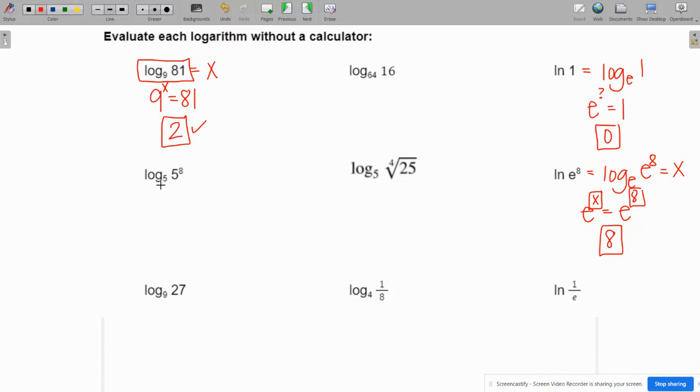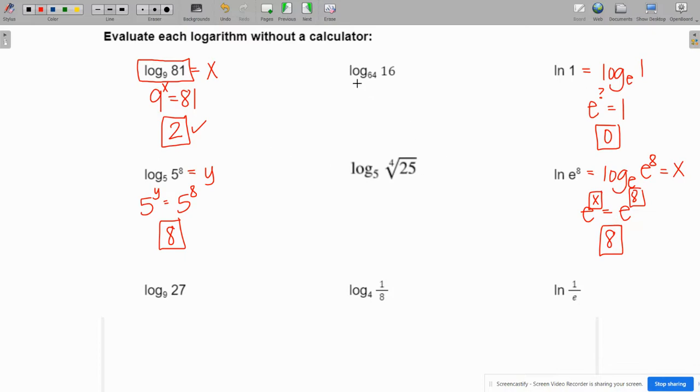Over here, log base 5 of 5 to the 8th power is going to be very similar. Again, if we said this equaled y, for instance, then rewriting this in exponential form, we would say 5 to the y power equals 5 to the 8th power. Therefore, y would equal 8. So if we were to evaluate it, we would get 8.